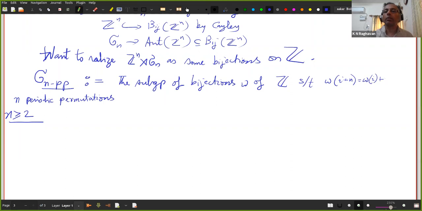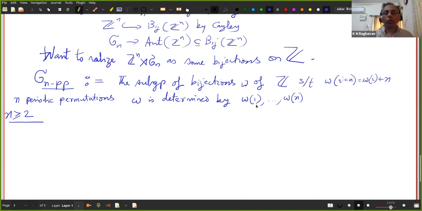So what that means is W, from the very definition, is determined by what it does to 1, etc., n. What it does to one through n, and therefore these are the values of W acting on one. So moreover, since this is a bijection, no two of these values are equal modulo n. Because given this condition, and given that it's a bijection, if two of them were equal modulo n, you would get into trouble because it would not be a bijection.